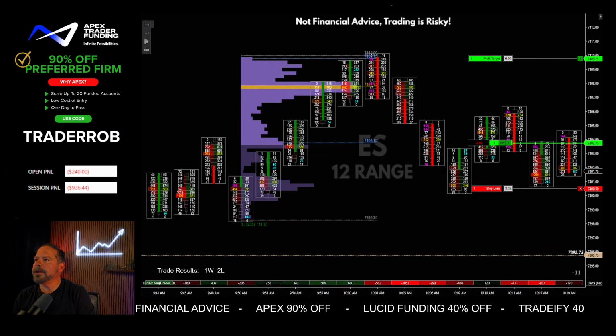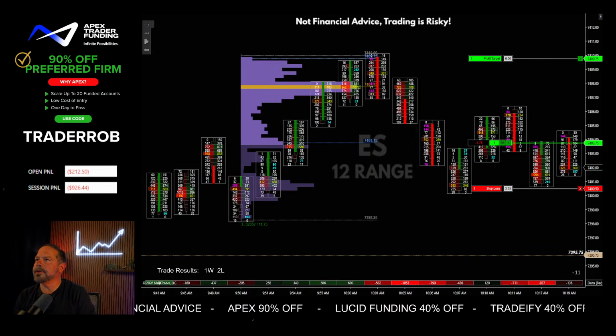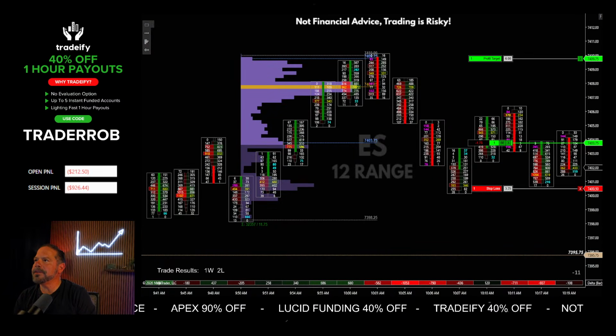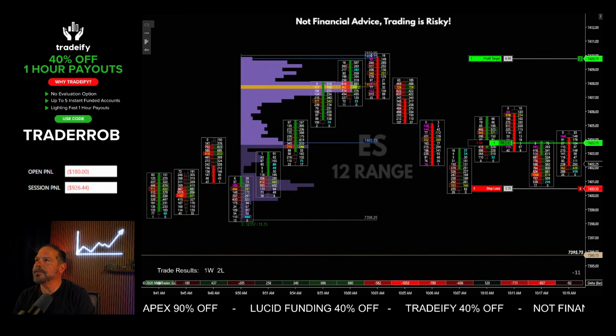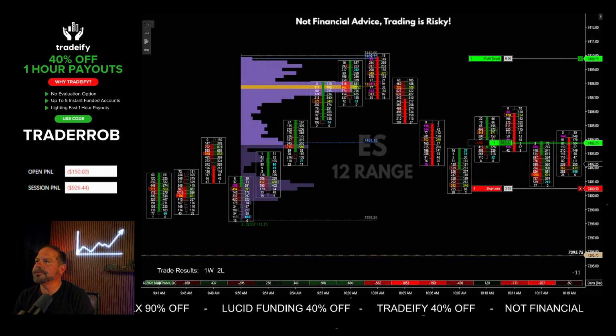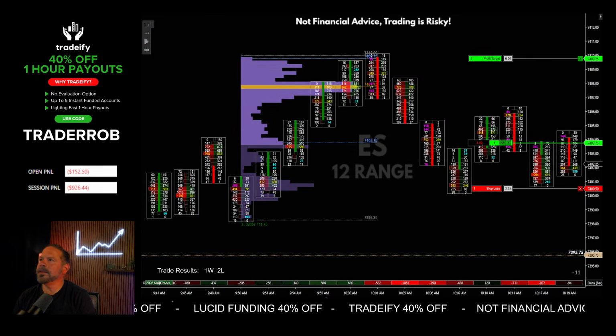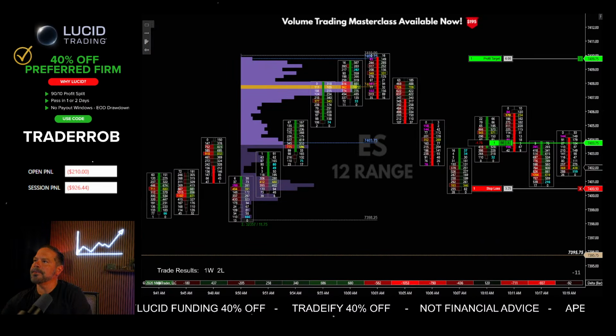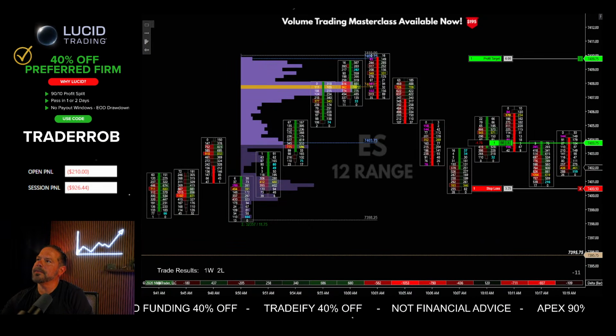We've been in solid drawdown for about 10 minutes. We were in green and positive for about 5 minutes of this trade, and the rest of it's been in drawdown. And you can clearly see here the negative delta. They're trying very, very hard to get this market to push down.